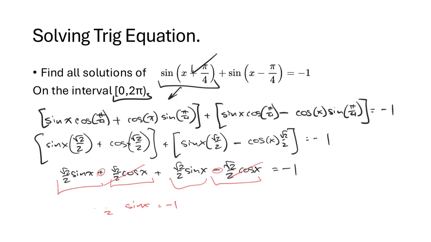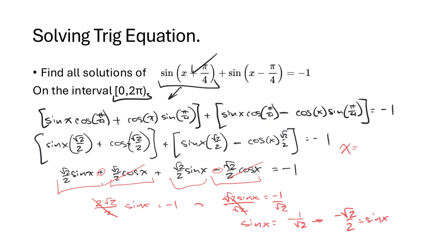I'm actually going to rewrite that as I have 2 of those radical 2's over 2, which means the 2's cancel out. So I have radical 2 sine x equals -1. Divide both sides by radical 2. Sine x equals -1 over radical 2, which can be rewritten as negative radical 2 over 2. Okay. So this is true, sine x equals negative radical 2 over 2 when x is 5 pi over 4 and 7 pi over 4.